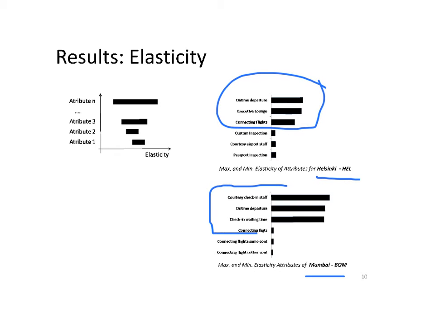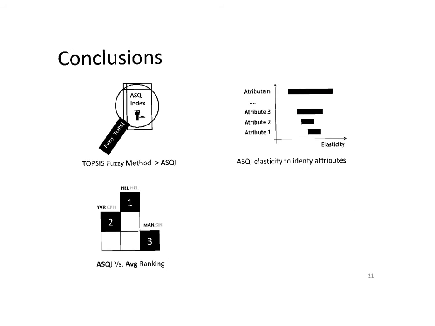Same happens to Mumbai, where there are again three variables: courtesy of check-in staff, online departure, and check-in waiting time, which have the largest elasticity. In terms of elasticity, we can see also that the worst performing airport has a larger elasticity versus the best performing airport.